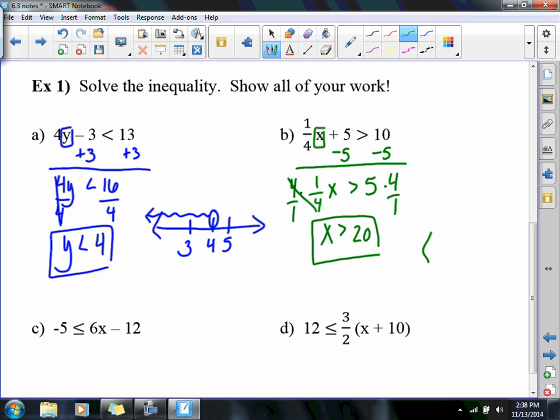And if I put that on my number line, I'll need 20 and 21 and 19. I'll need an open circle, and I'm going to shade to the right because that's where everything greater than 20 is, and because the arrow is pointing to the right.